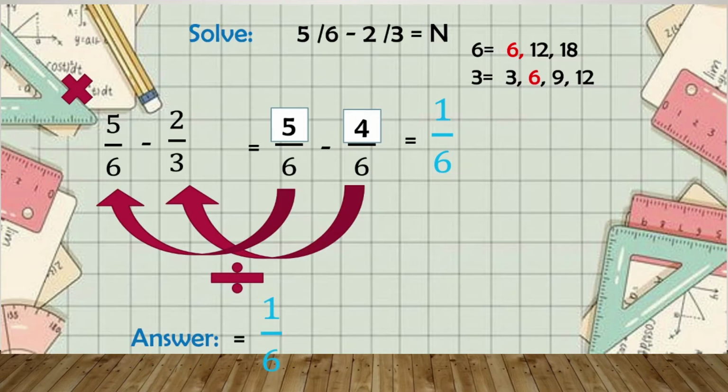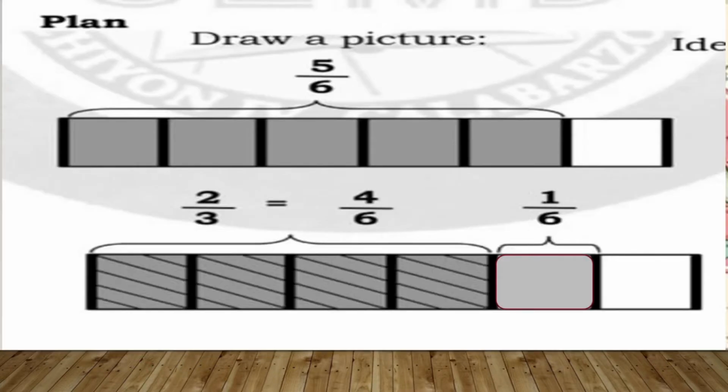So, let us draw, let us visualize. This drawing is in your module. In the first drawing, we have 1, 2, 3, 4, 5, 6. So, it has 6 parts. Okay? 6 equal parts. That is our denominator. Then, the shaded parts: 1, 2, 3, 4, 5.